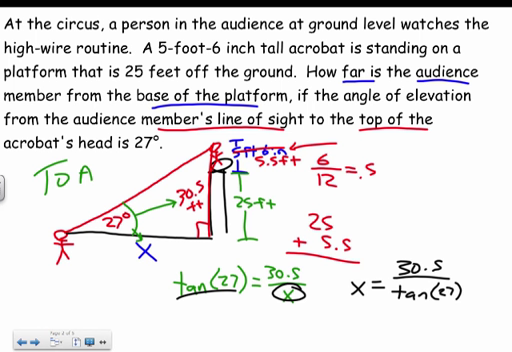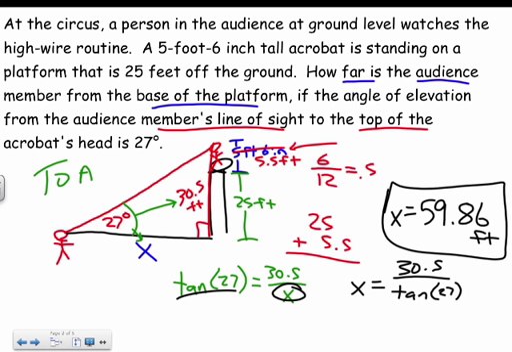27. And go ahead and use your calculator, 30.5 divided by the tangent of 27, and we get about 59.859, so 59.9 feet. That would be our horizontal distance. Okay? So it's all about drawing that picture and then using the trig ratio. Sometimes you might have to do a conversion, just gotta read carefully.